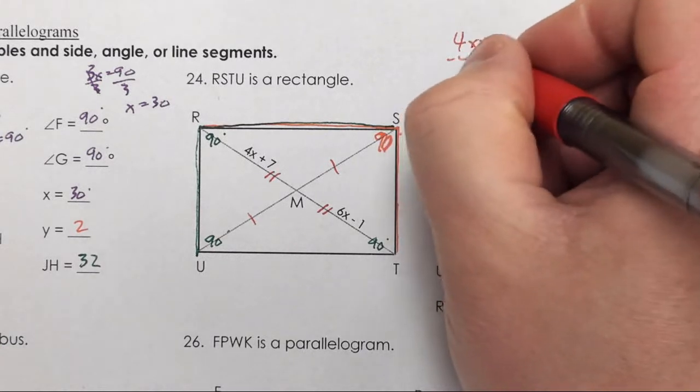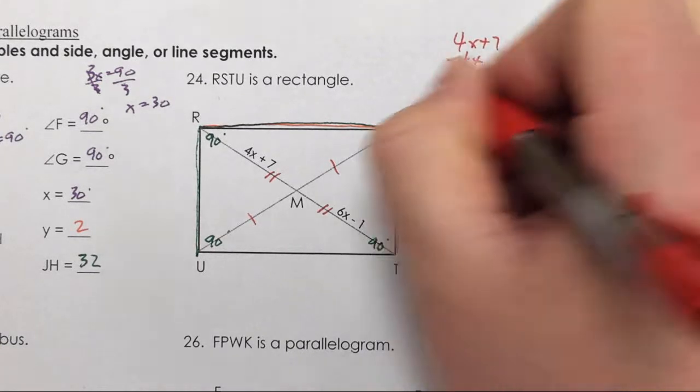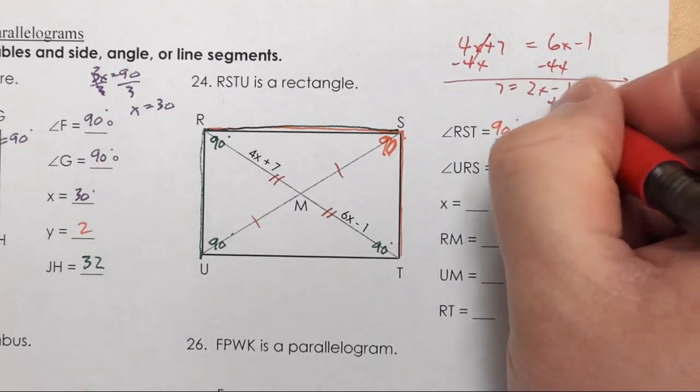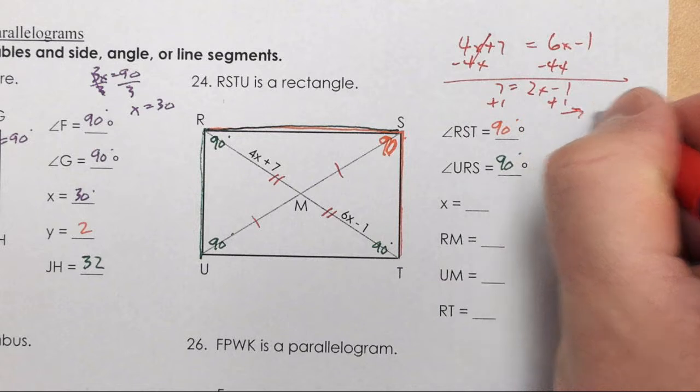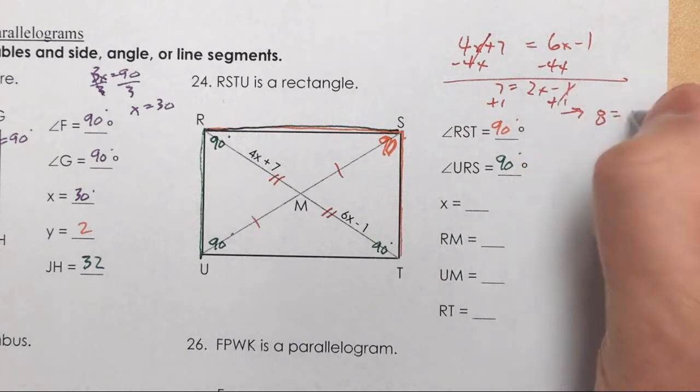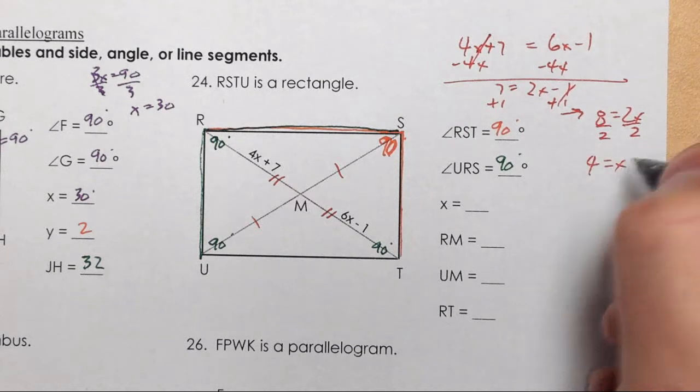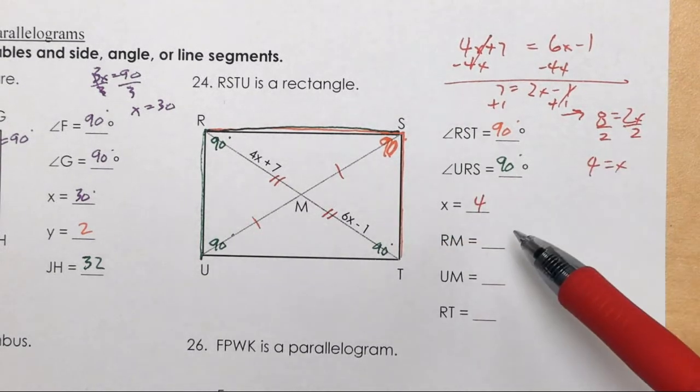From here, solve for x, so take away 4x from both sides. 7 equals 2x minus 1. I add 1 to both sides, and I get 8 equals 2x. Divide by 2, and I have x as 4. So I'm pretty sure that's right.